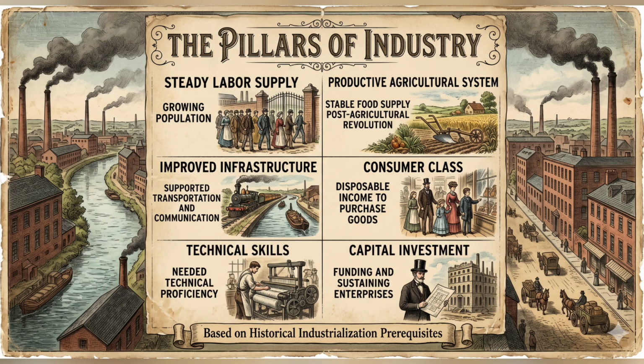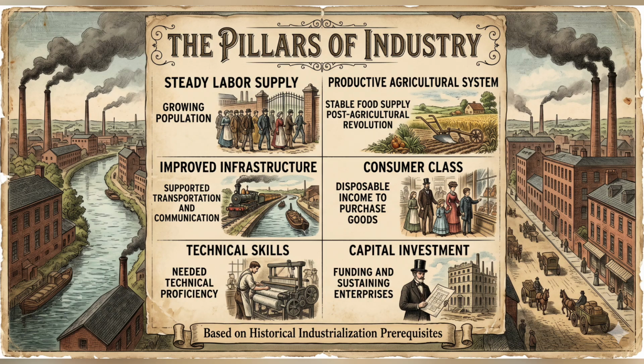The Industrial Revolution began in Britain in the late 18th century and gathered momentum throughout the 19th. Understanding why it emerged there requires examining the key conditions that made industrialization possible. Several crucial prerequisites were in place: a growing population that provided a steady labor supply, a stable and productive agricultural system following the agricultural revolution, and improved infrastructure that supported transportation and communication.